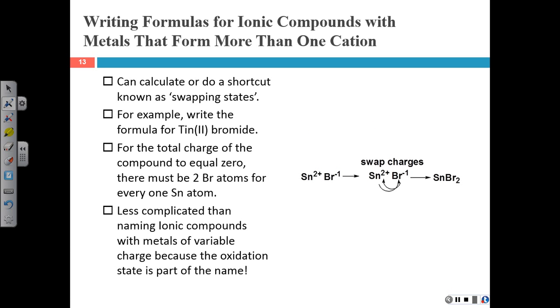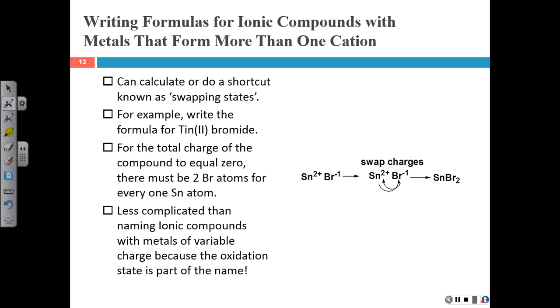Okay? Think about it. If you look over here and you're given the name tin(II) bromide, what does that 2 stand for? The charge. So you're given that in the name. So you would write out tin 2+. Bromide is -1 because it's a halogen. And then you would just swap your numbers. So 2 goes there and 1 goes there.